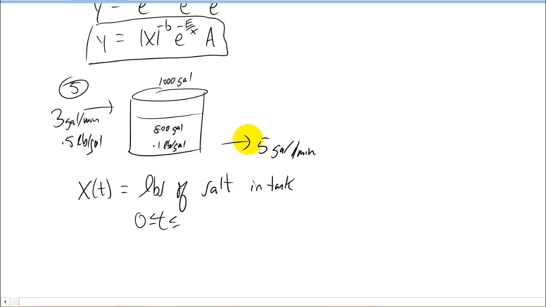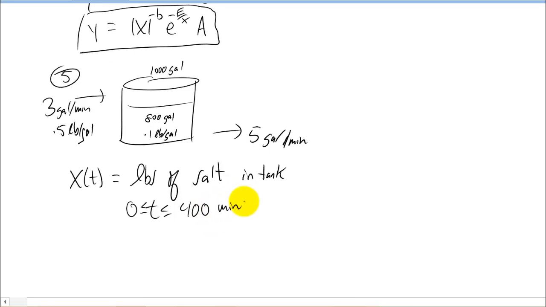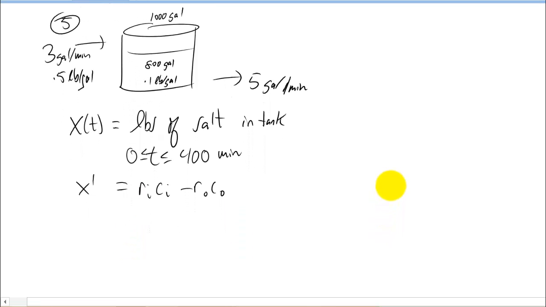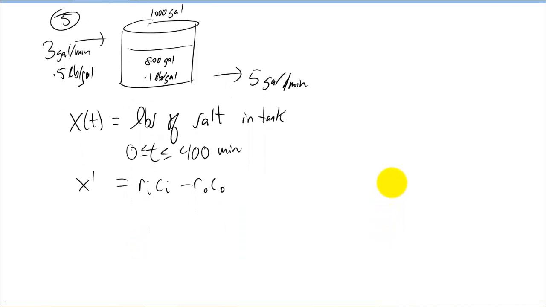Since we have 3 gallons in and 5 gallons out for every minute that passes, this is only going to work for about 400 minutes. Alright, let's set up our differential equation. This is what we call the rate in, rate out model. Rate in times concentration in, minus rate out times concentration out.